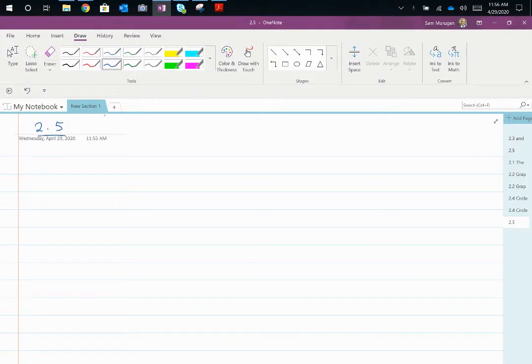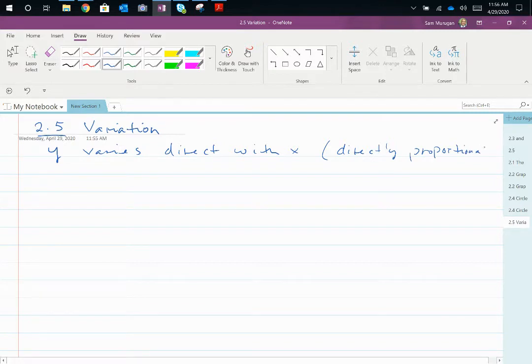Chapter 2.5, which is on variation. Y varies directly with X, or directly proportional, is another way of saying varies directly, if Y is equal to Kx, where K is called the constant of proportionality.